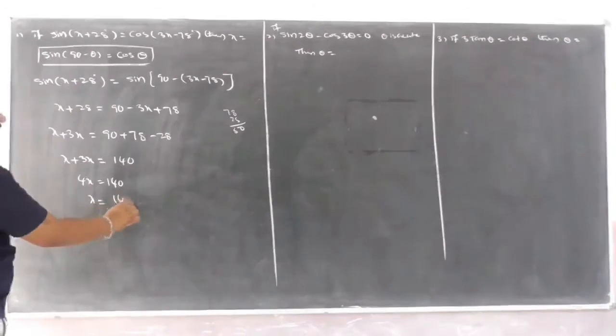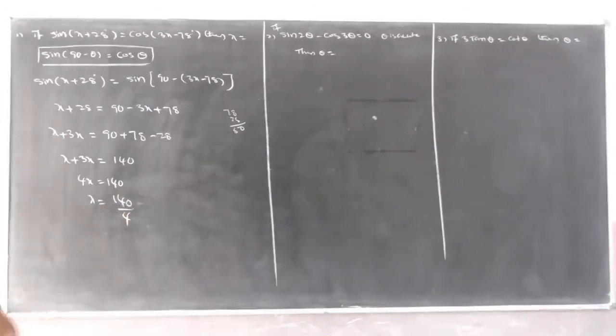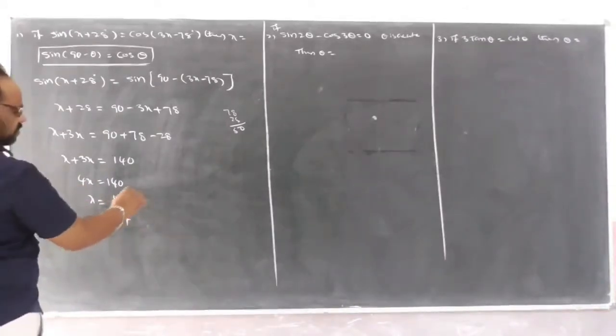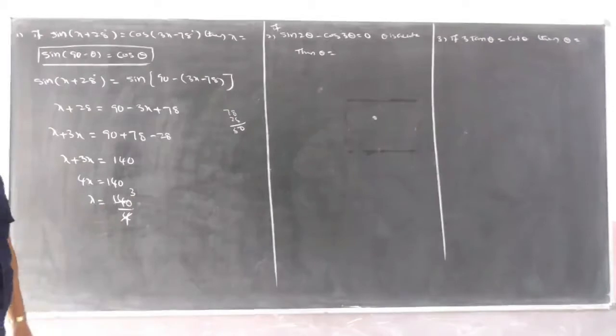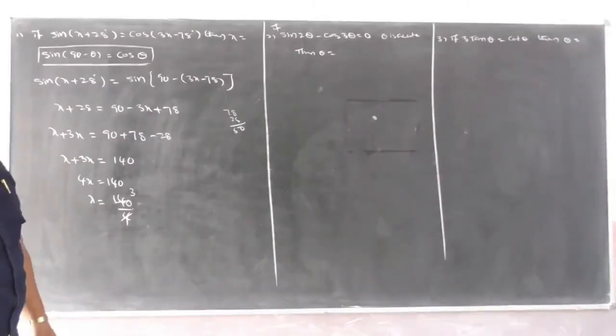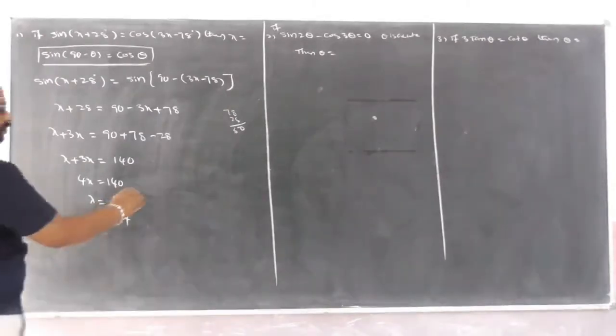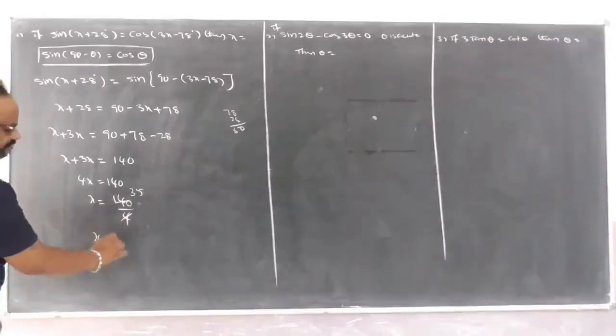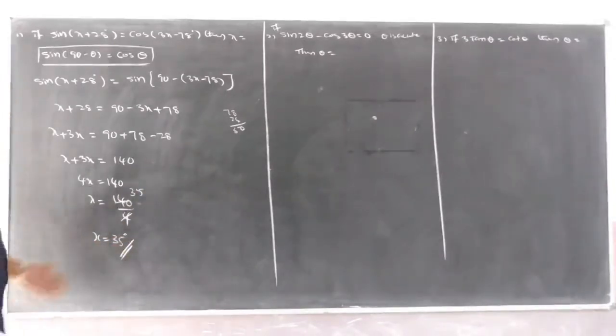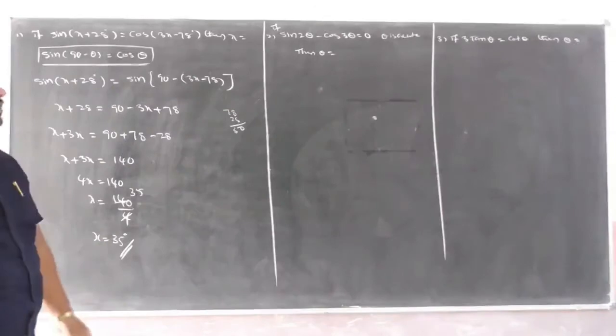X is equal to 140 by 4. If you transpose 4, it will become a division. So 140 divided by 4 is 35. So x is equal to 35 degrees.